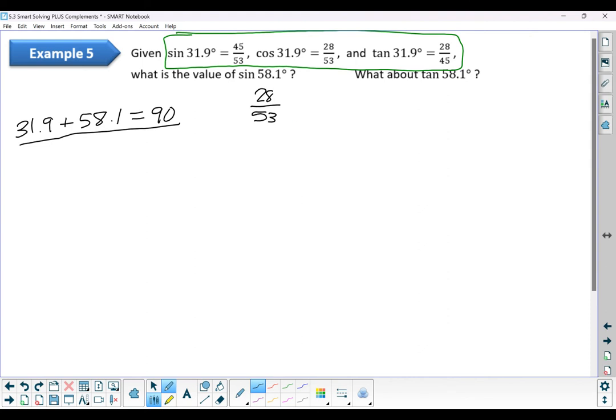And because 31.9 and 58.1 are complements, the tangent of 58.1 is just going to be the reciprocal of the tangent of 31.9. So the tangent of 58.1 is going to be 45 over 28.